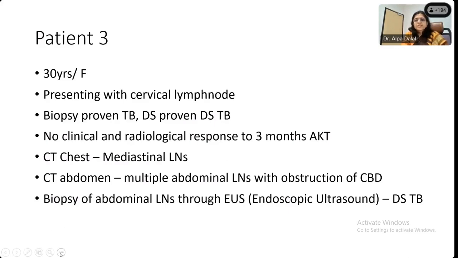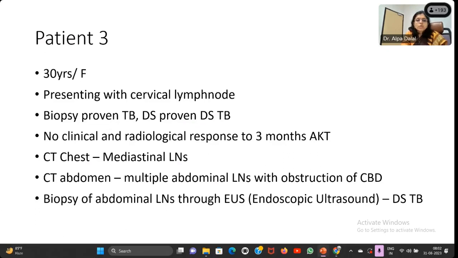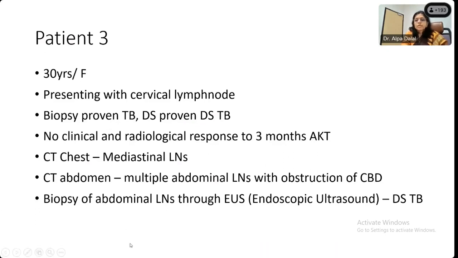So we repeated a CT scan chest. It showed multiple mediastinal lymph nodes. And in CT abdomen, it showed multiple abdominal lymph nodes and there was obstruction of the common bile duct. And she developed jaundice, so the bilirubin was 6. So biopsy of the abdominal lymph node was done. So how could we do a biopsy non-invasively, with a less invasive procedure?